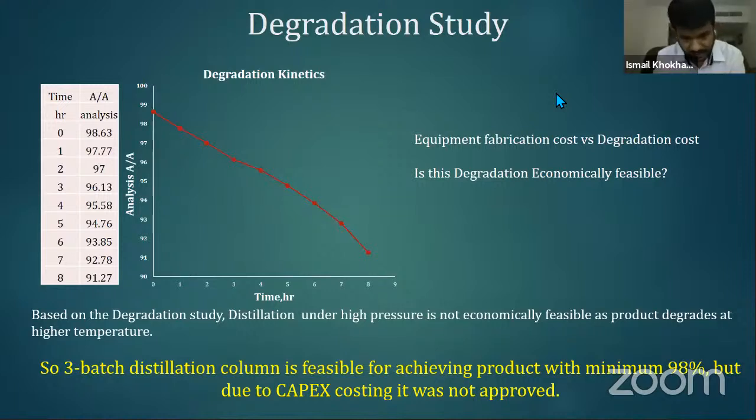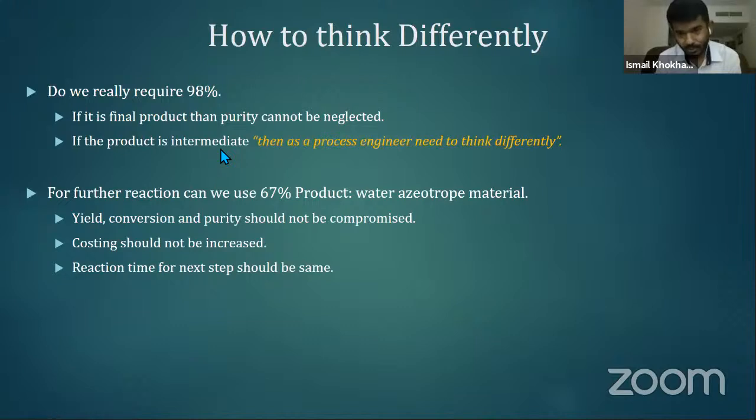So based on this data, a single batch distillation column was not a good idea. So again, we came back to ground zero that we need to design a 3-batch distillation column. But again, because of the capex issue, we knew that it was not going to get approved. But this was the only solution where we could get 98% pure. When we had a meeting with the management, we didn't have approval to go ahead with this.